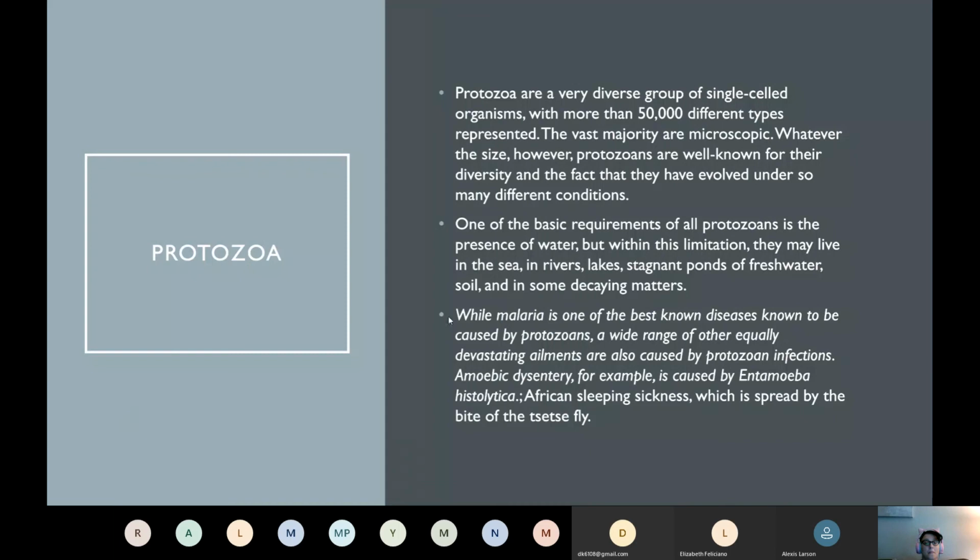Okay. Next thing we're going to talk about is protozoa. Super simple. Got lots of words over here. Do you need to know all of this? If it's your cup of tea, go ahead. There are more than 50,000 types of protozoa. You need to know one thing. Protozoa require water to live.